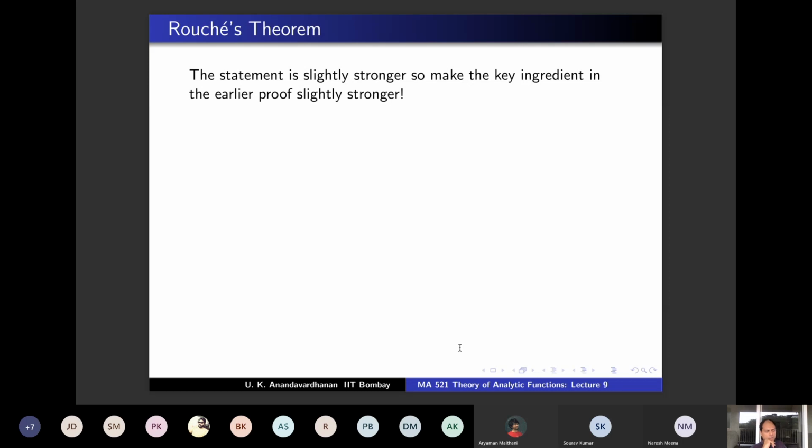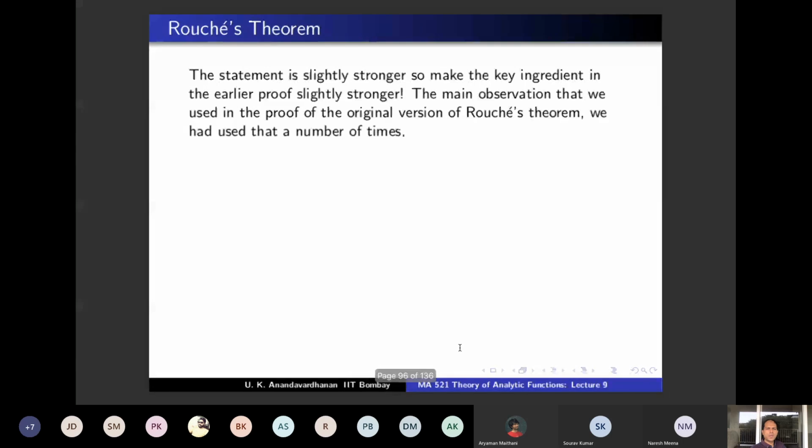So in order to get the stronger version, you make that ingredient that you supply to the proof slightly stronger. So what is slightly stronger than that observation? By that observation, I mean: if mod gamma 2 minus gamma 1 is strictly less than mod alpha minus gamma 1, then the index of alpha with respect to gamma 1 is the index of alpha with respect to gamma 2. What is slightly stronger than that? Using that many times is stronger than that. And using that observation many times, what did we prove? We proved homotopy implies homology.